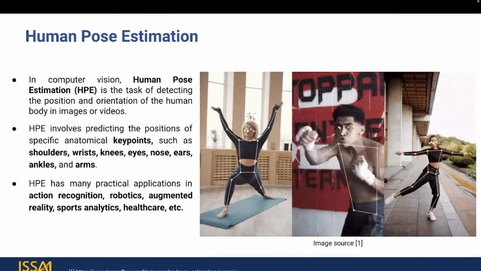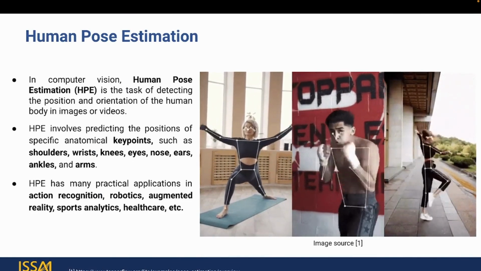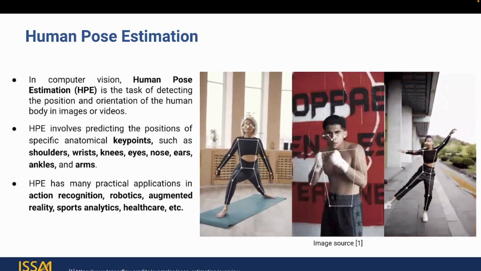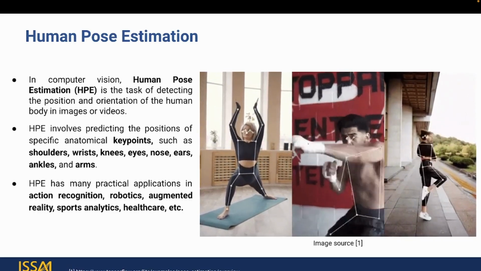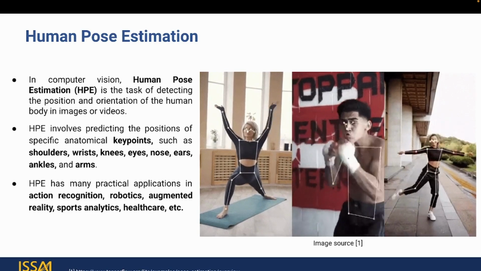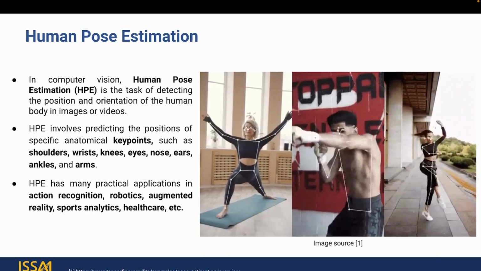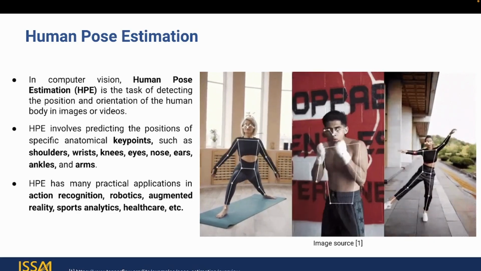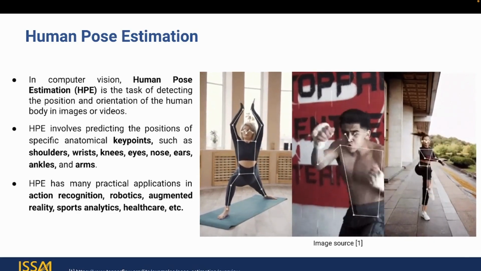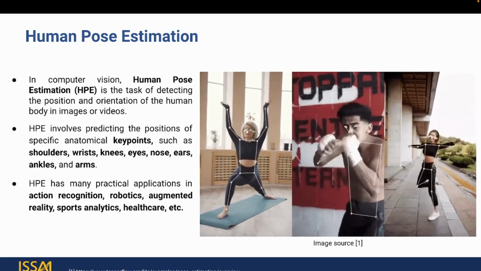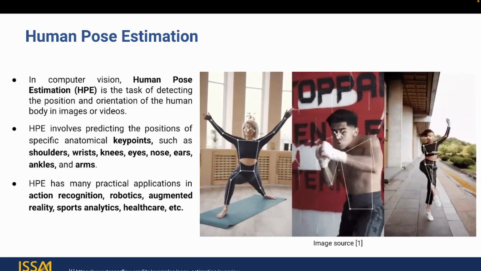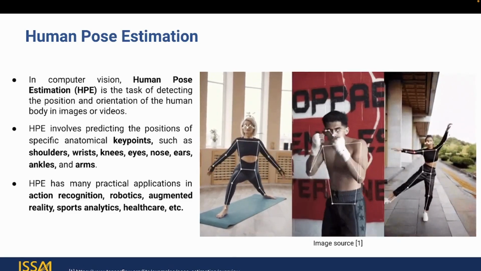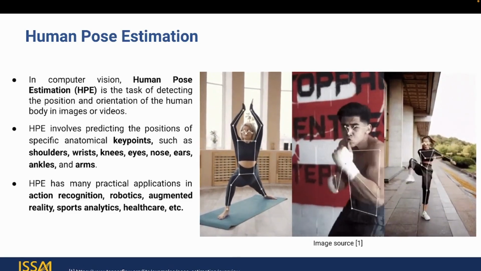In the field of computer vision, human pose estimation, or HPE, is a crucial task that focuses on identifying the position and orientation of the human body across images or videos. This process involves the detection of distinct anatomical landmarks, including the shoulders, wrists, knees, eyes, nose, ears, ankles, and arms. HPE has extensive applications across various sectors. It enhances the capabilities of action recognition systems, supports advancements in robotics, enriches augmented reality experiences, aids in sport analytics, and plays a significant role in healthcare.